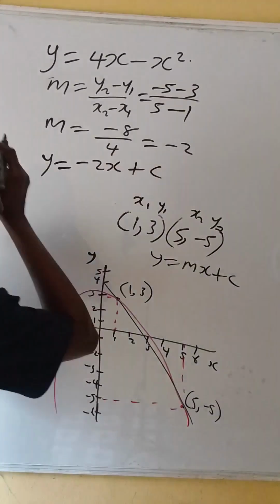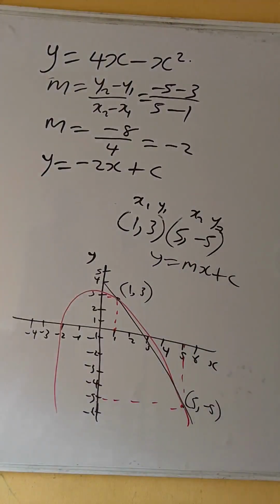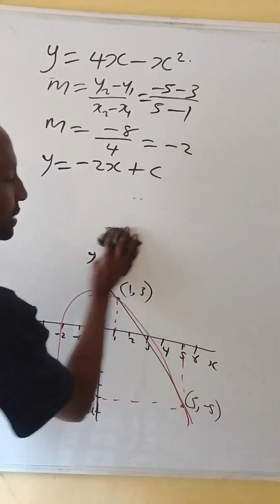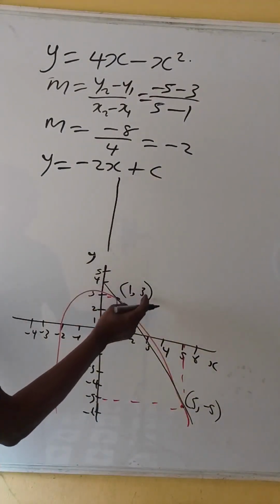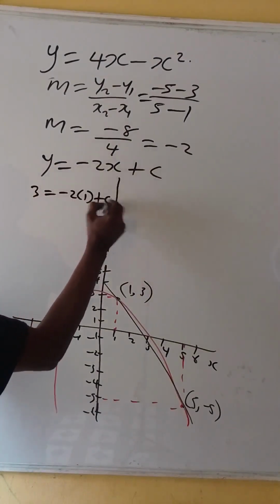Having gotten that as my gradient, the equation is y equals minus 2x plus c. Put any of these two values as your x and y, and that will give you the intercept on the y. So I'm going to do those two things now. I will do the first one here, putting my x as 1, y as 3. So y is 3, minus 2 bracket 1 plus c.